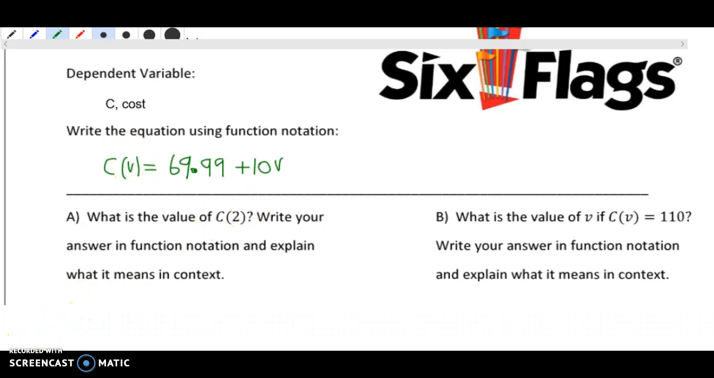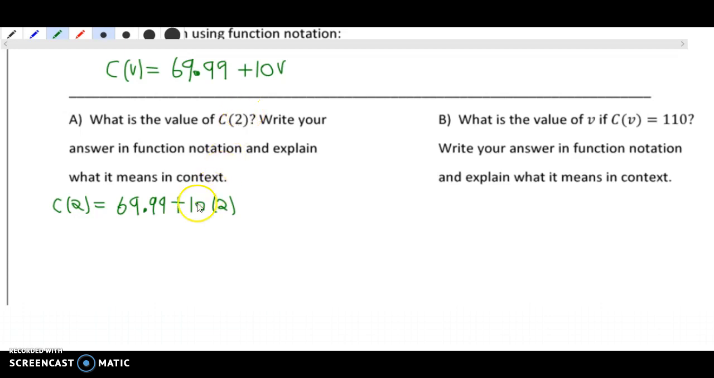Let's do that here on the bottom. Okay, I replaced the variable V with 2. We have $69.99 plus 10 times 2. So let's do the math. $69.99 plus 20. Let's add them. We get $89.99. So the cost of 2 visits is $89.99. So right here, this is our function notation.